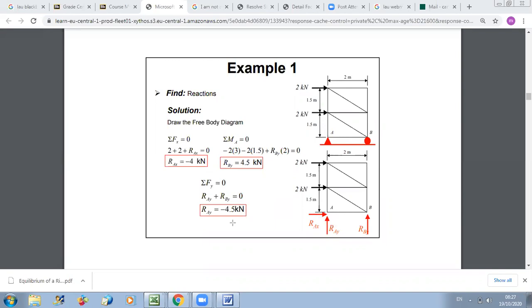Please, can you repeat how we got RAX? Yes. If you write sum of forces along X equals 0, what are your forces along X of this body? Look at your figure. What are the forces along X? This is your X, this is your positive X. You have plus RAX plus 2 plus 2. So it's 4 plus RAX equals 0. So RAX is equal to minus 4.